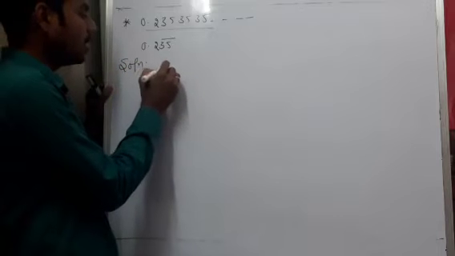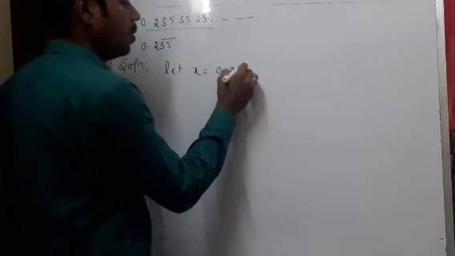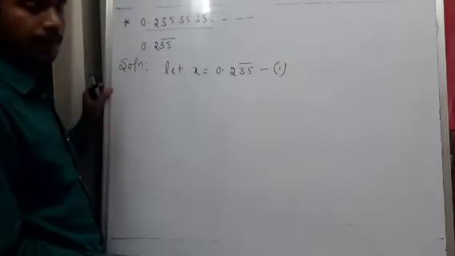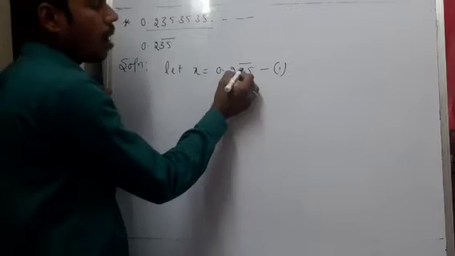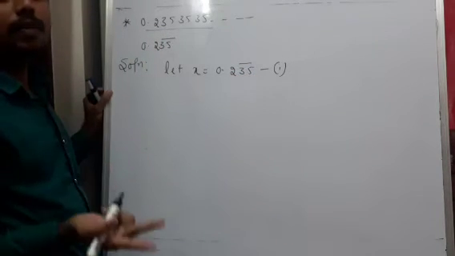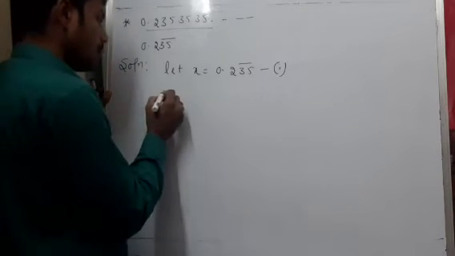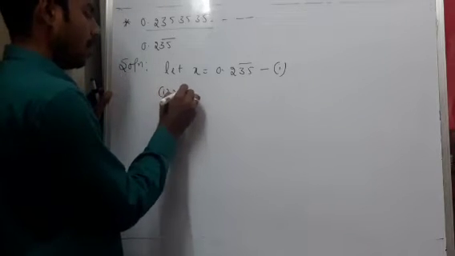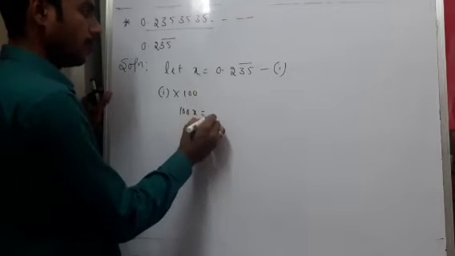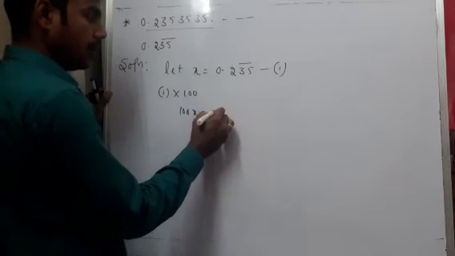First we consider x is equal to 0.23535..., and we'll call this equation number 1. Then how many digits are under the bar? There are 2 digits under the bar. So by what number do we need to multiply? We need to multiply it with 100. So 100x is equal to, if you multiply it with 100, what are you going to get?